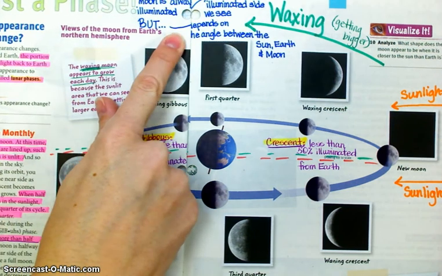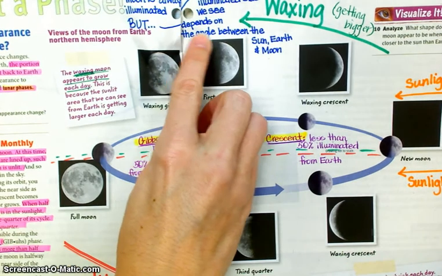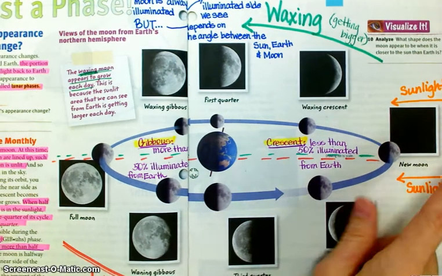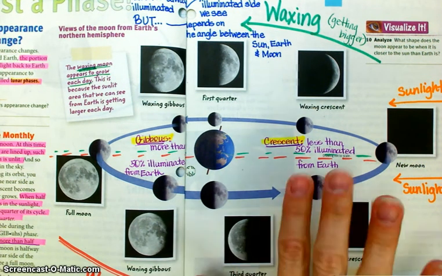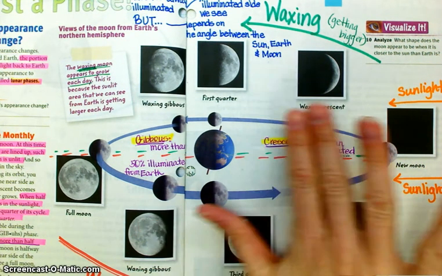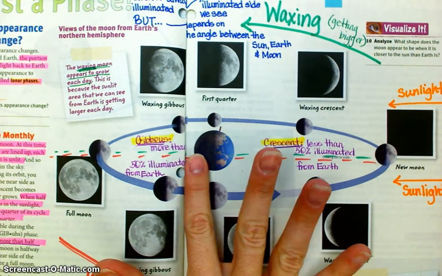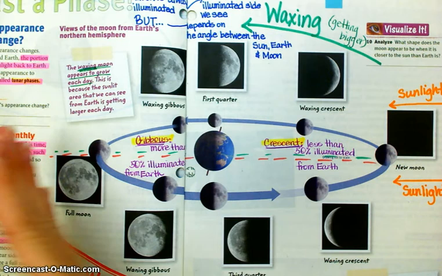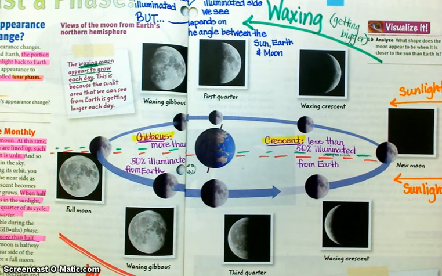But how much of the illuminated side we see, it's kind of cut off here, depends on the angle between the sun and the Earth and the moon. Okay? All right. Please remember that crescent moons are the positions that are closer to the sun than the Earth is. Gibbous are on the far side. Okay? Gibbous means that it's more than 50% illuminated as we look at it. Crescent means it's less than 50% illuminated from our perspective. Okay, so you just put those together.